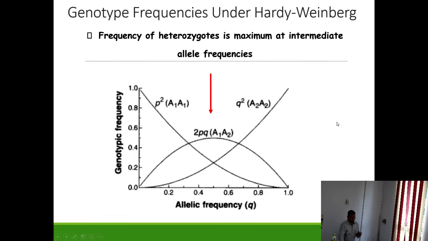Now what is peculiar in it? Here you can clearly see that the heterozygotes are maximum at an intermediate gene frequency, around 0.5. And what is the second point?